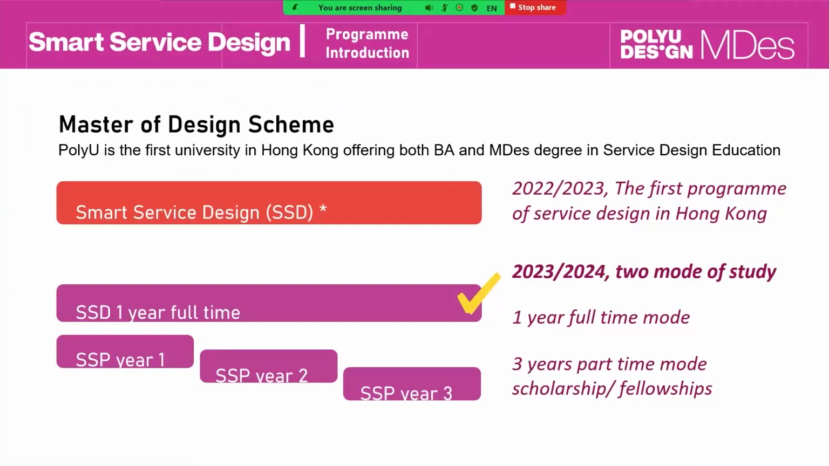I think some of you already know about our MDes SSD programs. Our program started 2 years ago. This is the first program in Asia having the master plus the bachelor, the service design together. And then last year we started taking part-time as well. So if you are interested in applying part-time, especially for January entry, there are scholarships available.